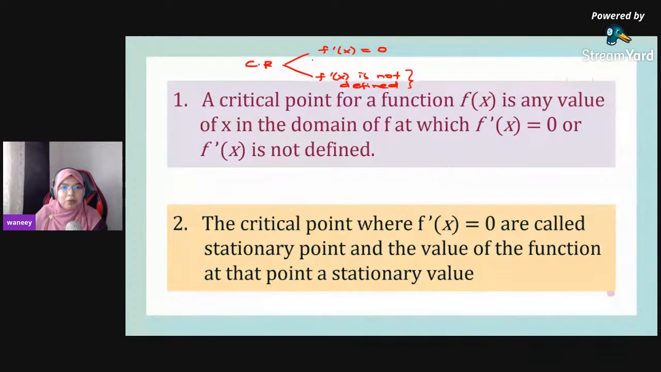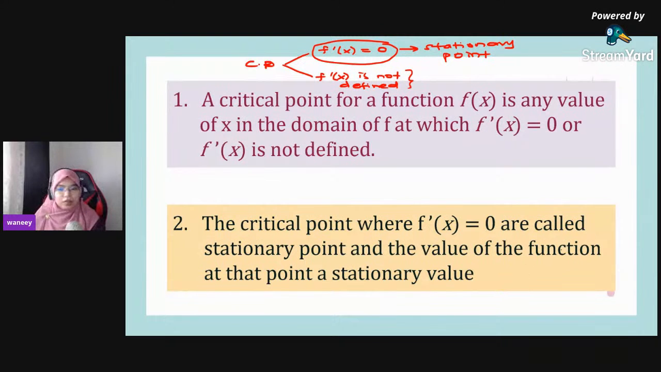So critical point separates into two: f prime of x equals 0, and f prime of x is not defined. This one, where f prime of x equals 0, is called the stationary point. So there are two different things that you need to know. The first one is critical point, and then another one is a stationary point. Those are two different things.